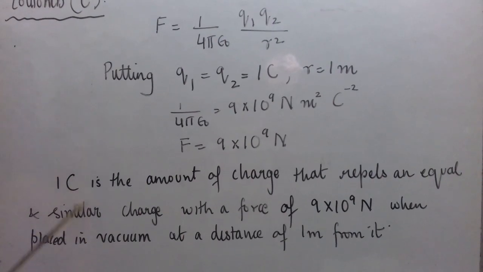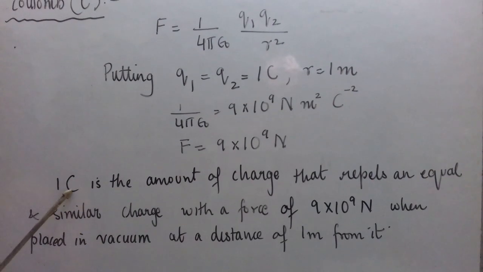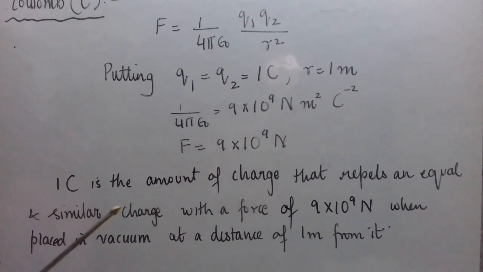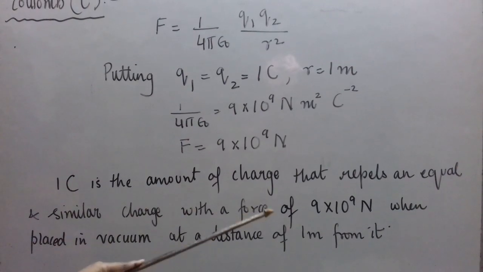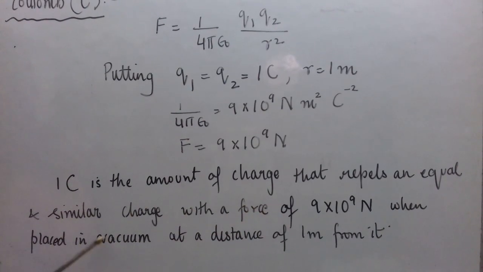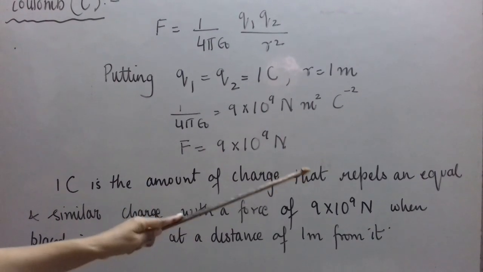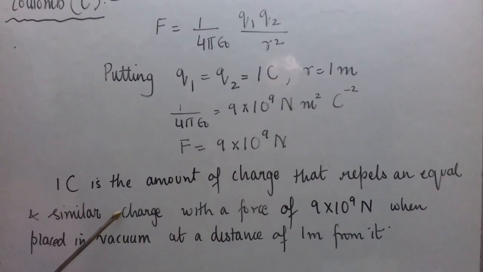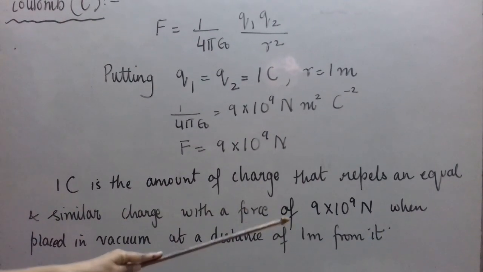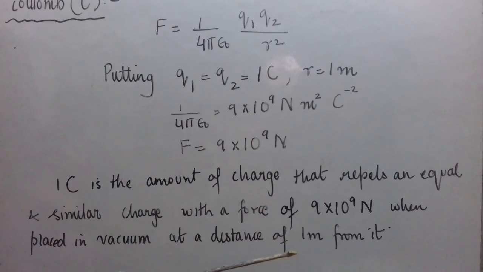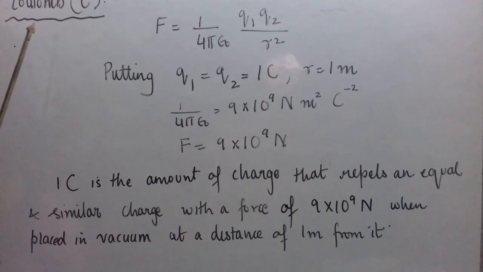Okay, let me read this definition once again. 1 coulomb is the amount of charge that repels an equal and similar charge with a force of 9 into 10 raised to 9 Newton when placed in vacuum at a distance of 1 meter from it. Or we can also say 1 coulomb is the amount of charge that attracts an equal and opposite charge with a force of 9 into 10 raised to 9 newtons when placed in vacuum at a distance of 1 meter from it. I hope you have understood this definition of Coulomb.